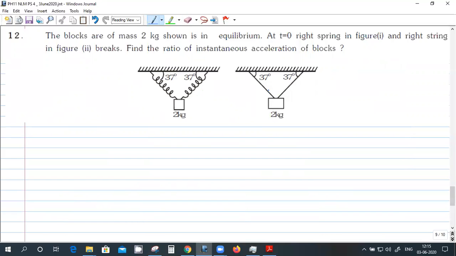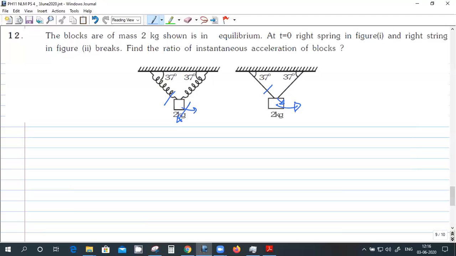See, when this string is cut here, this thing will move like this in a circular motion. Just after it is cut, it will have a movement in this direction, tangential to this string. But here, when this is cut, this will move in this direction. In addition to that, it will move like this because the spring will get stretched further.